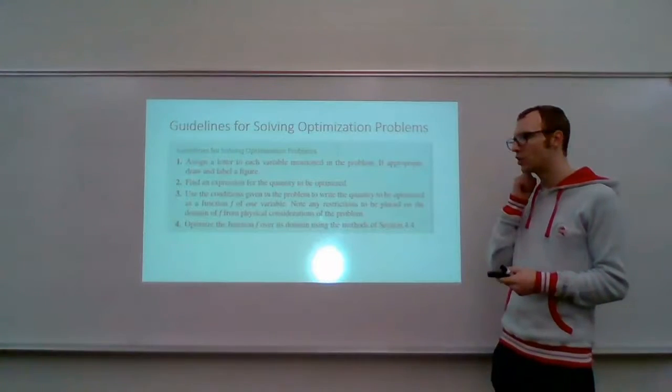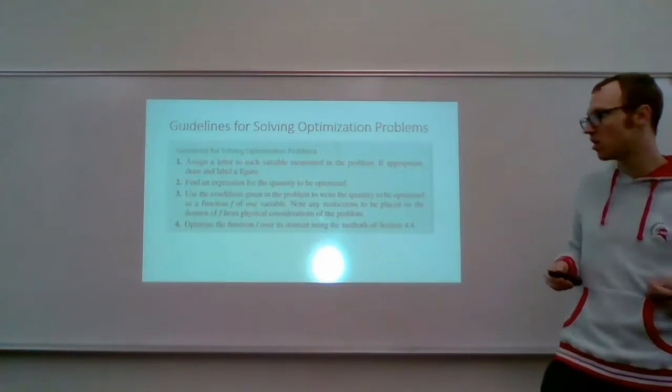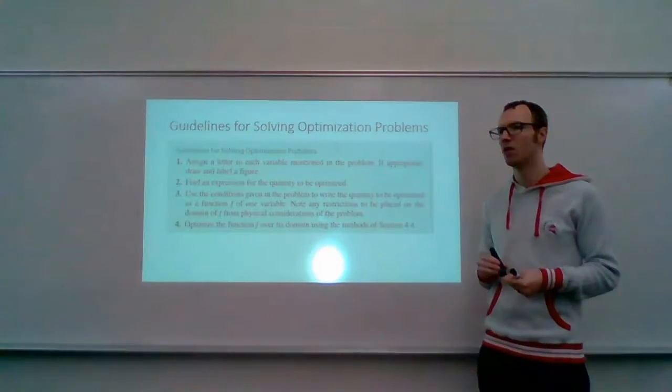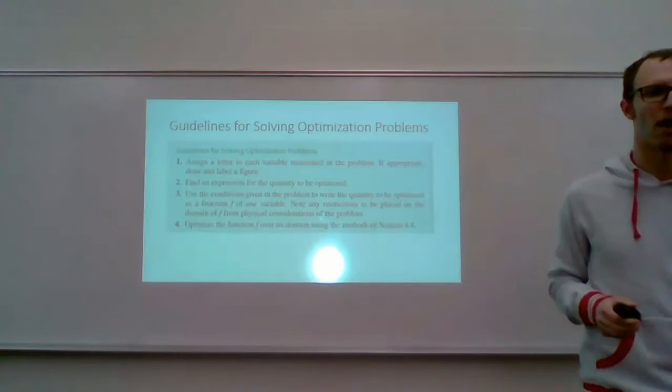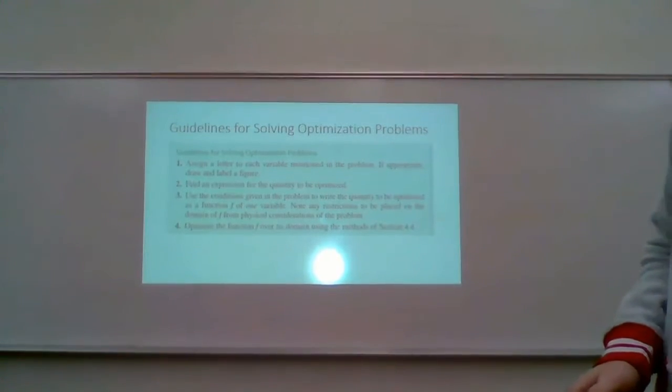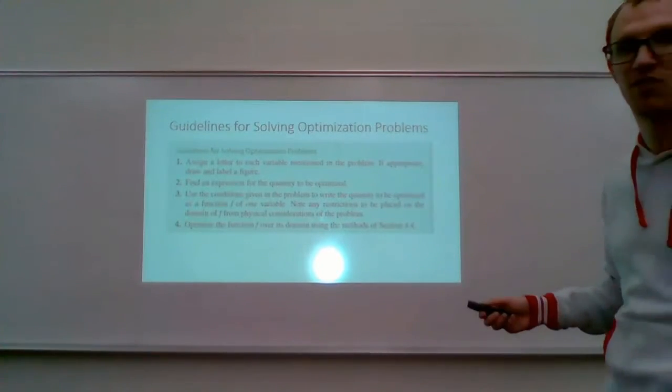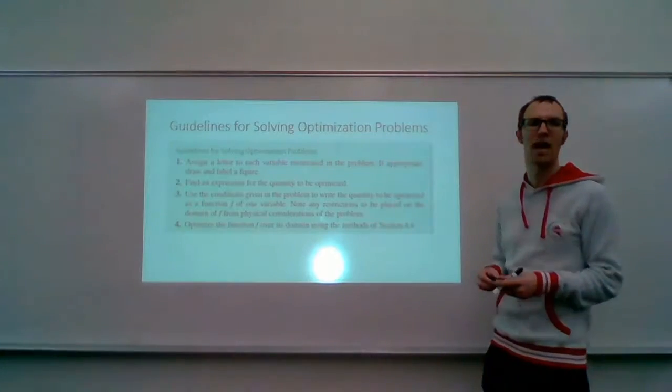And then we also need to make sure that we're aware of any restrictions that we've got to place on the domain. So for example, with a box that we've been talking about, the length, the width, the height all need to be at least 0. You can't have negative lengths, widths, or heights.